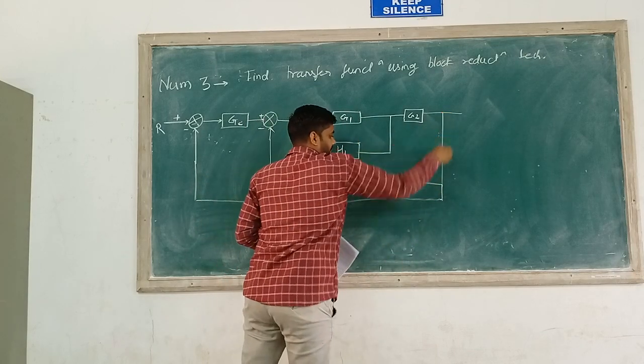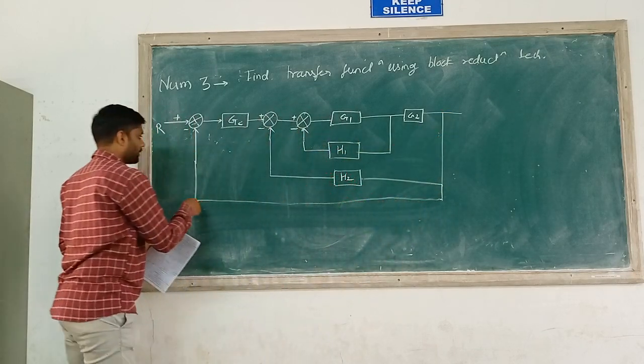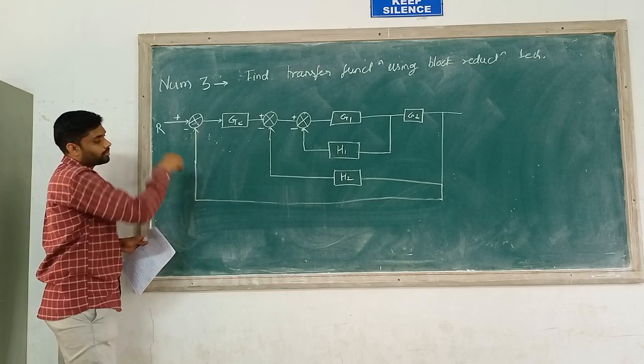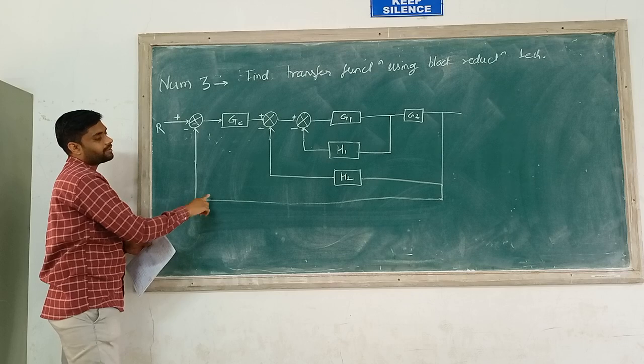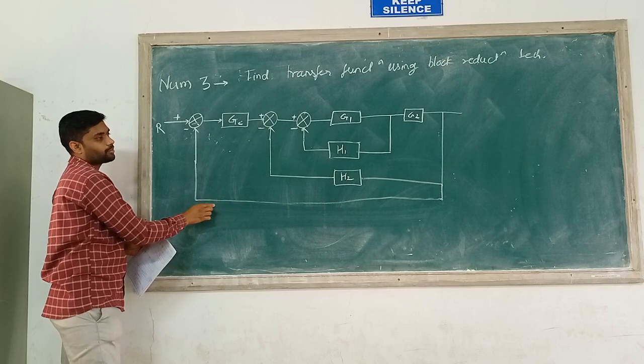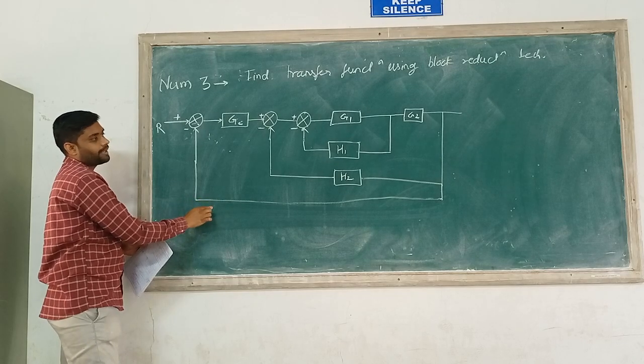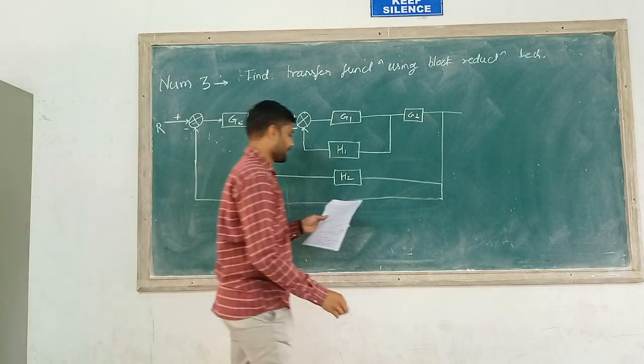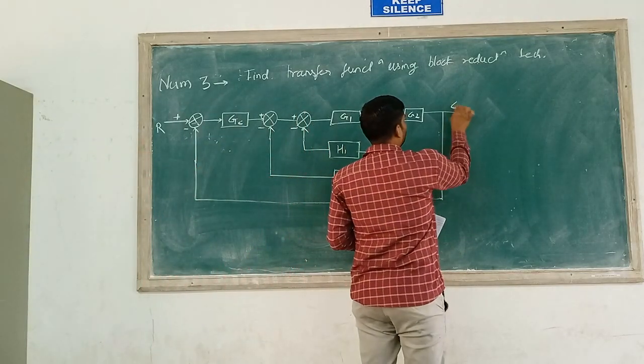Here you can see this feedback loop having a single line. No function or no block is present there, so we call this loop a unit feedback loop, and we will name the function 1. And here we are taking the output C.